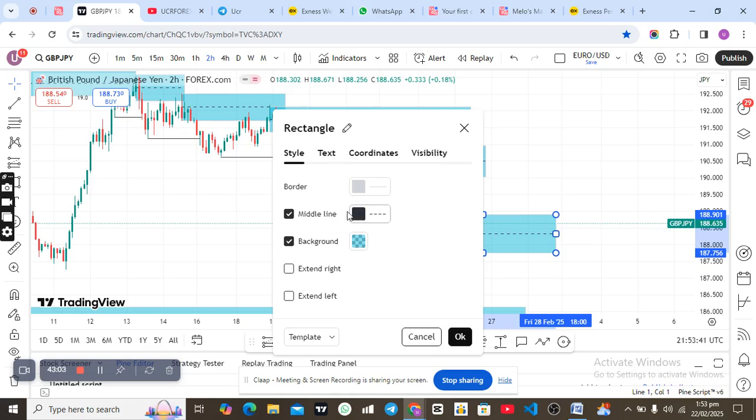Then activate your middle line. When you click on this, it will activate like this. If I remove it, you're not going to see any middle line again. But if I activate it, you now see a middle line.